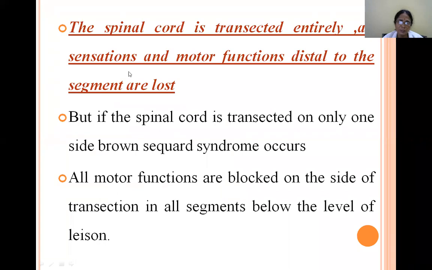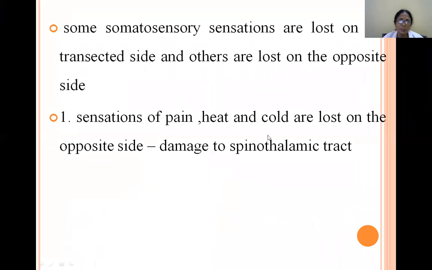In hemisection of the spinal cord, which is Brown-Sequard syndrome, all motor functions are lost on the side of the lesion, below the level of the lesion. But regarding sensation, some are retained and some are lost on the opposite side, some on the same side. Pain, heat, cold are lost on the opposite side due to damage of the anterolateral spinothalamic tract, because fibers arrive from the dorsal root ganglion, enter the spinal cord, and cross to the opposite side.